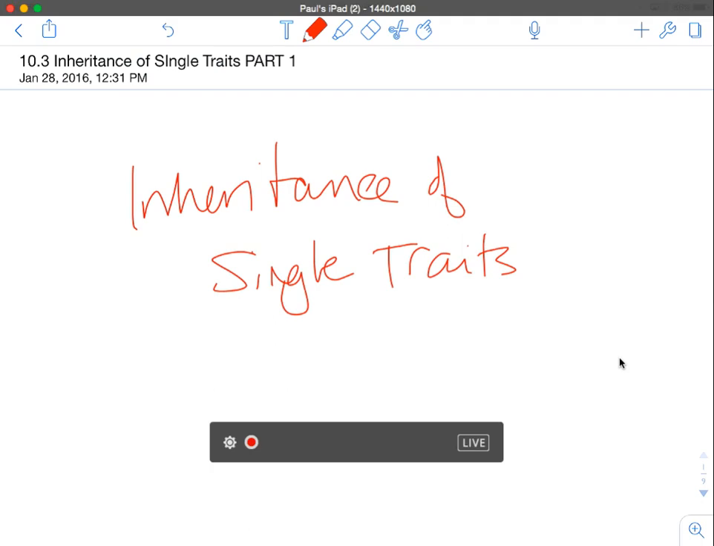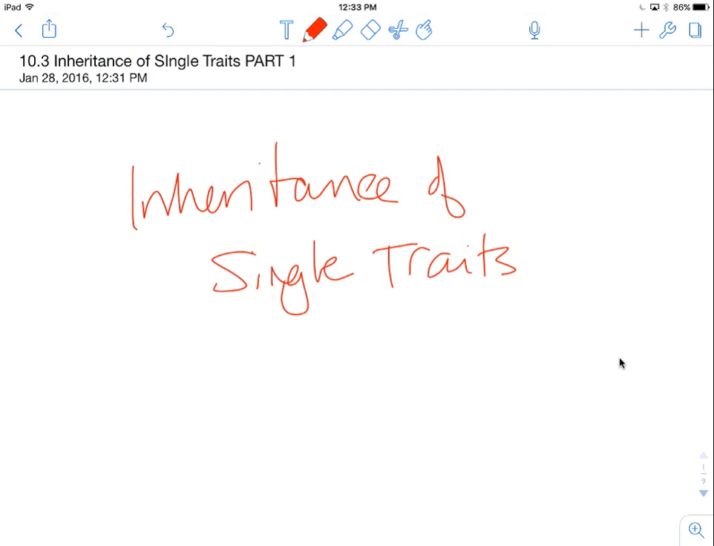All right. So we learned a little bit about Mendel and kind of how he did his work in pea plants. So now we're going to get down to the nitty gritty of exactly what he did. So first we're going to look at inheritance of single traits. And remember, for Mendel, trait is equivalent to the word we use, which is gene. So we're going to look at how single genes are inherited.